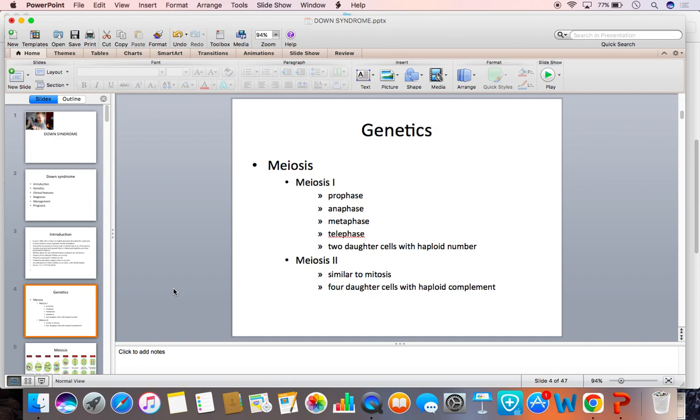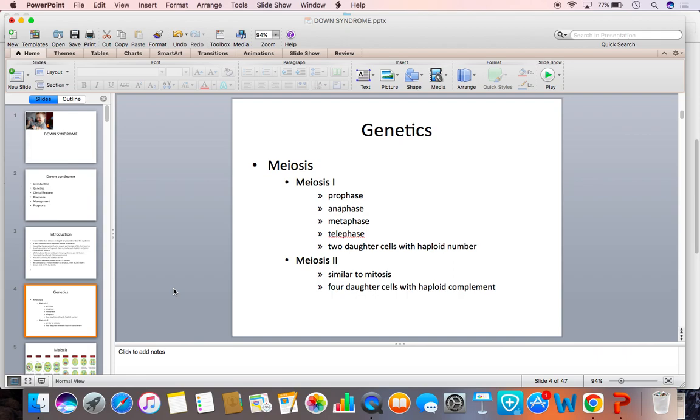Sometimes there could be 46 chromosomes, but there is additional genetic material related to the 21 chromosome in the individual. How does it happen? We are going to touch on that in the course of time.